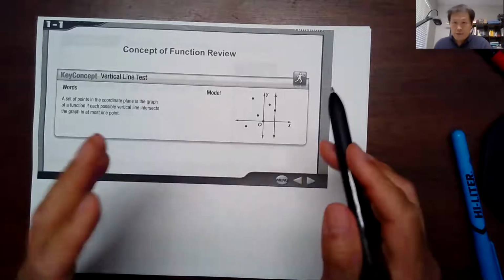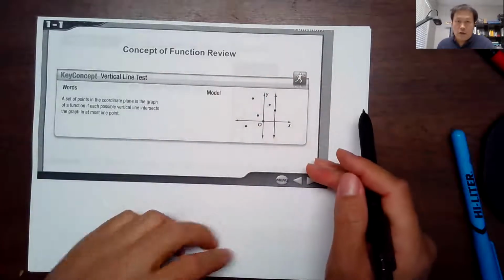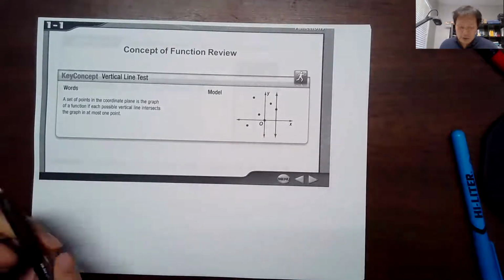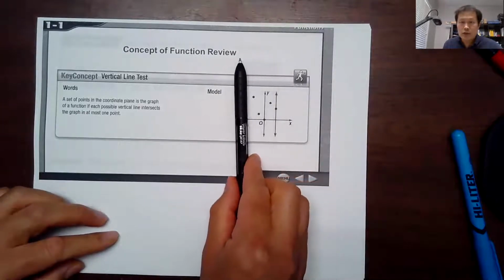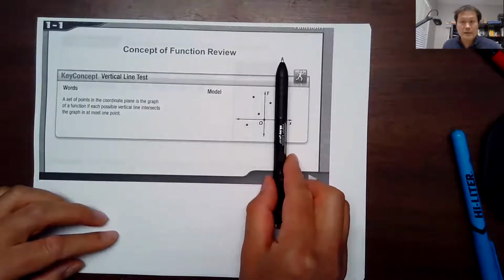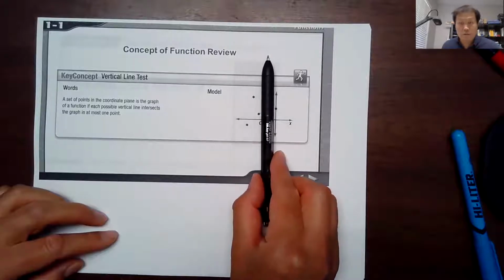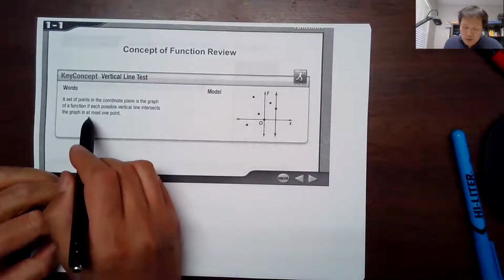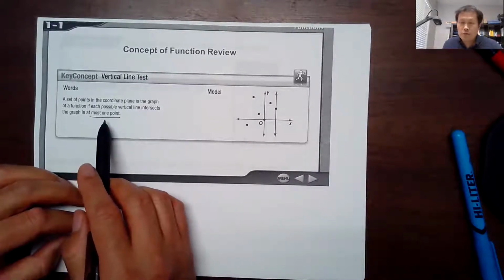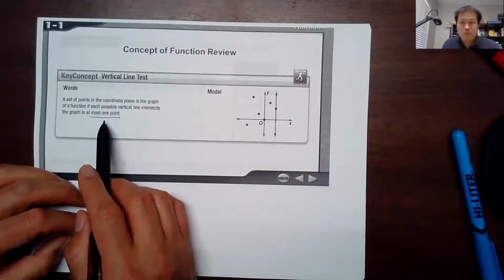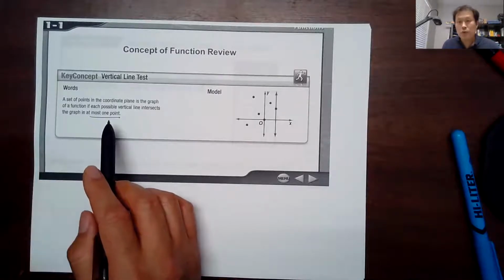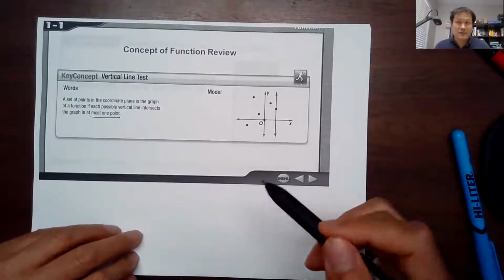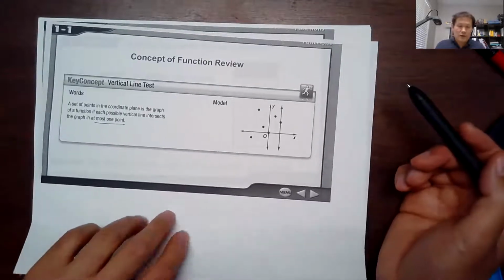Vertical line test. If your relationship is presented on a graph, you can use a vertical line test. So put a vertical line anywhere you like. If that vertical line passes the graph more than once anywhere, that's not a function. So at most one point, anywhere you put the vertical line, it can pass the graph at only one point or no point at all. If it passes more than one point, that's not a function. It fails the vertical line test.